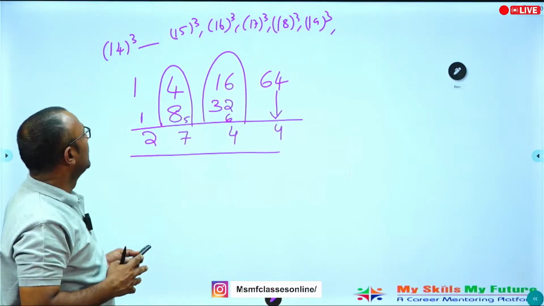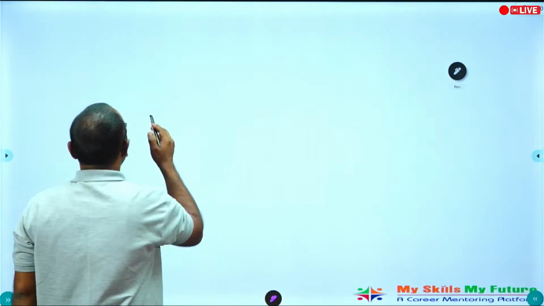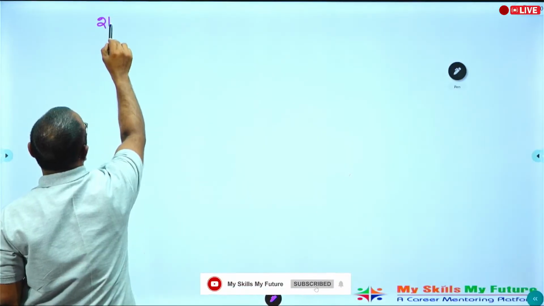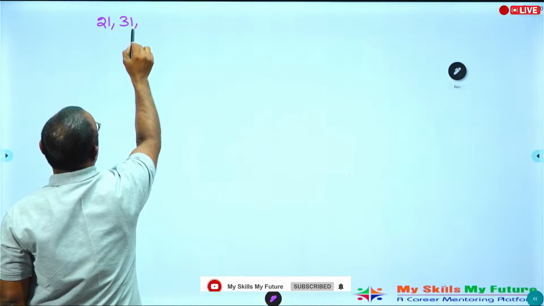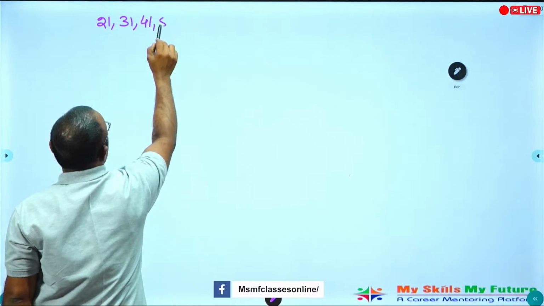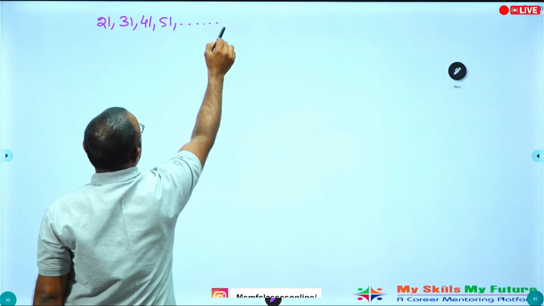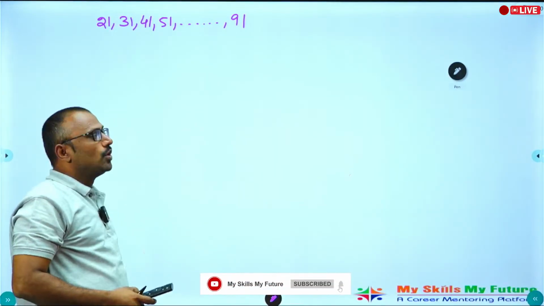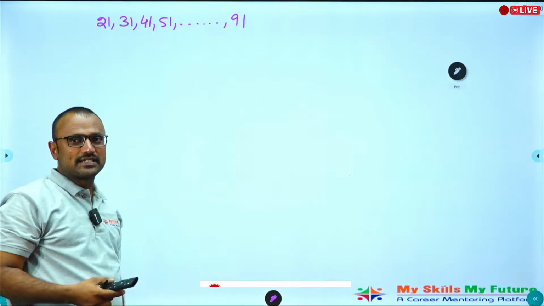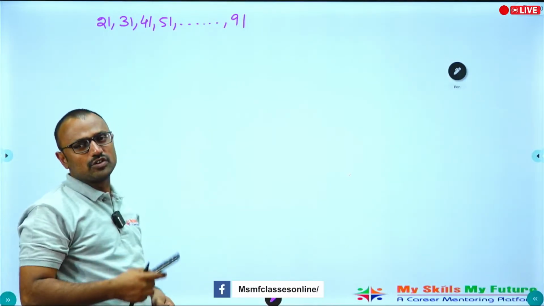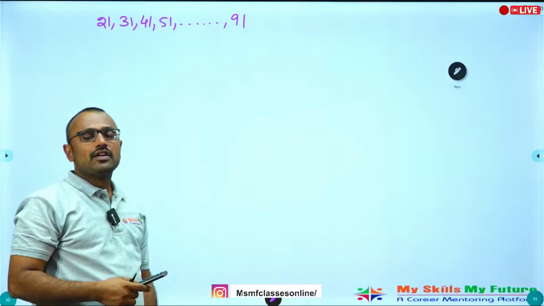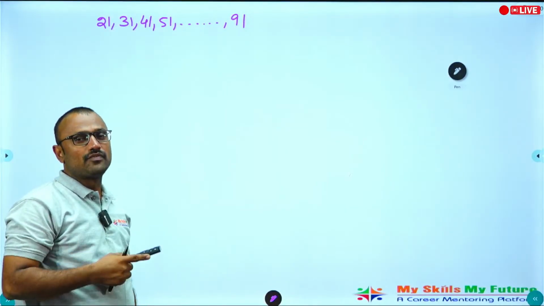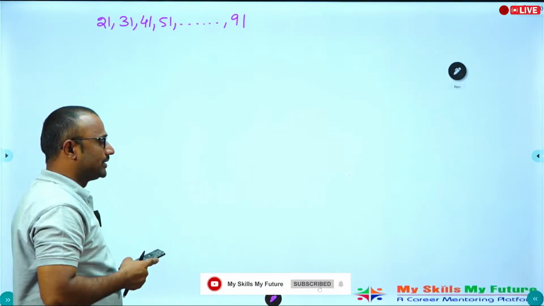Next, here we are going to find the cubes of 2-digit numbers that end with 1. That is 21, 31, 41, 51, and so on up to 91. Just now we discussed how to find the cube of a number starting with 1. Now we are going to discuss numbers that end with 1. We need to find the cube of a number that ends with 1.